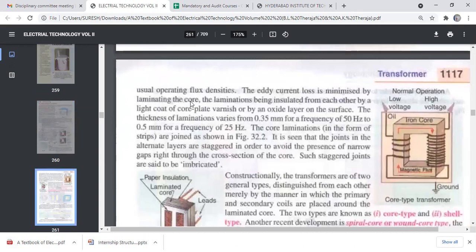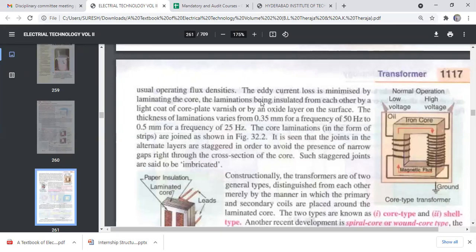Next thing, eddy current loss is minimized by laminating the core. Write down one question I am telling here. Why transformer core is laminated or varnished? Write down the answer.